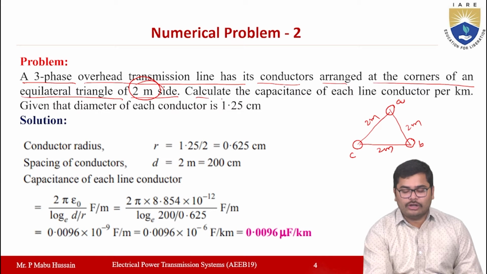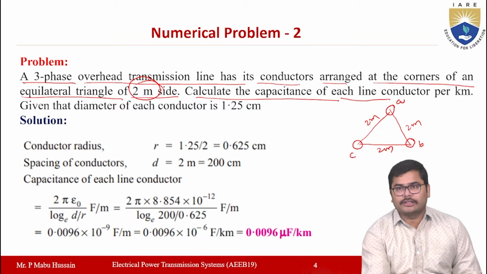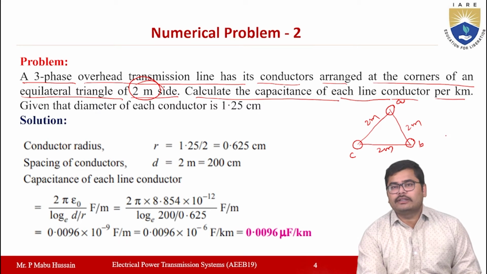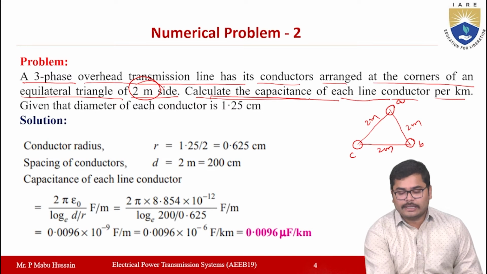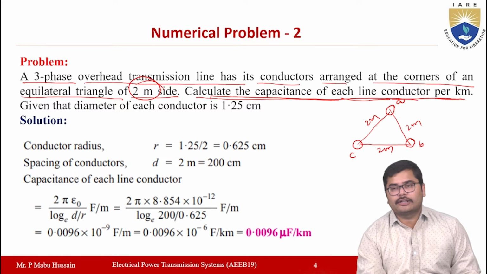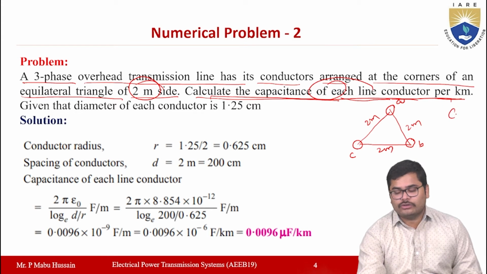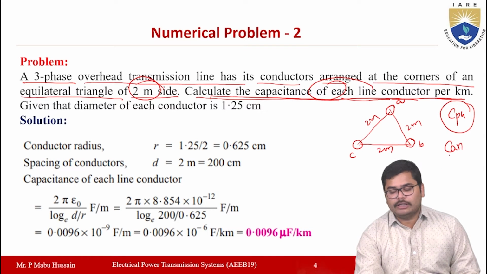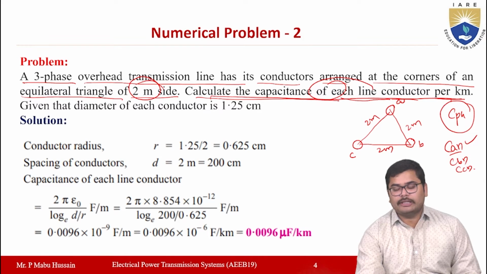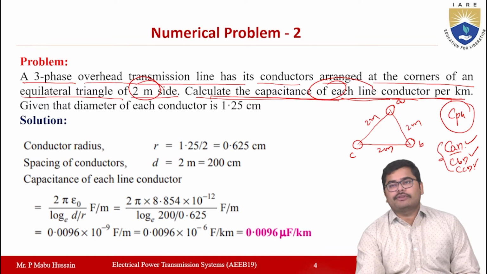Now for this configuration, you have to calculate the capacitance of each line conductor per phase. They asked to calculate the capacitance of each line conductor per kilometer. So you have to find the per phase capacitance C phase, which may be represented as CAN, CBN, CCN. These are the capacitance between phase A and neutral, phase B and neutral, and phase C and neutral. These are all called the per phase capacitances.